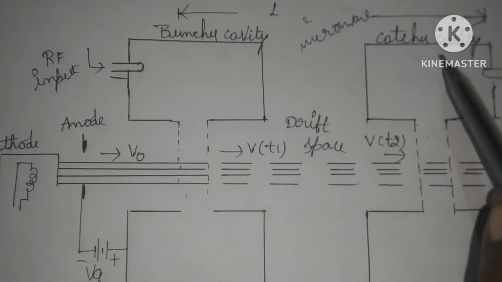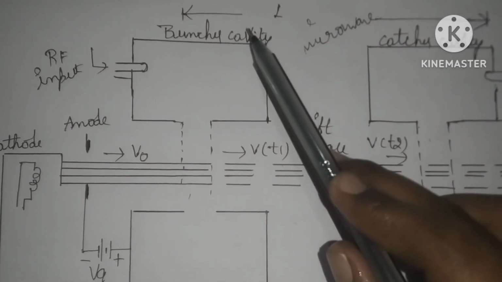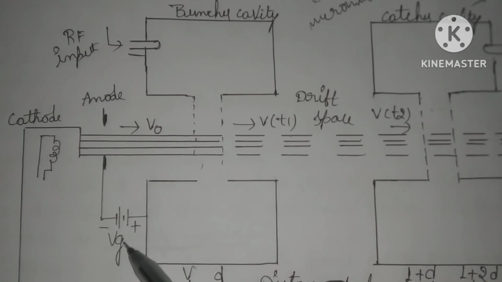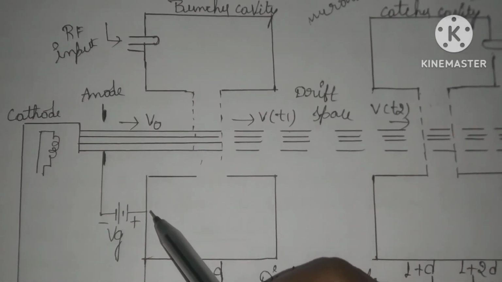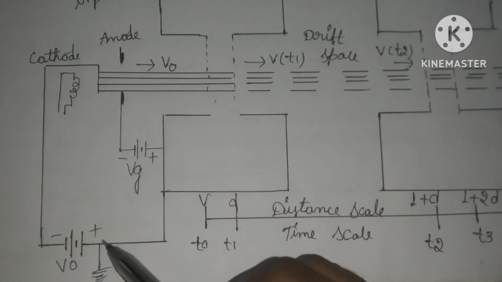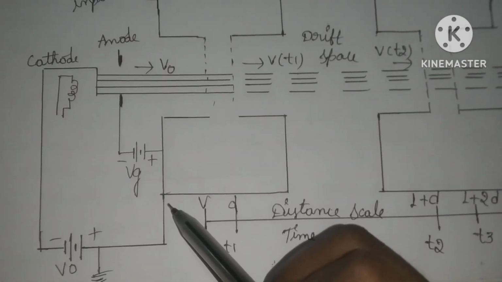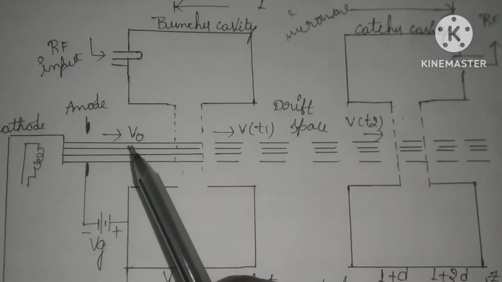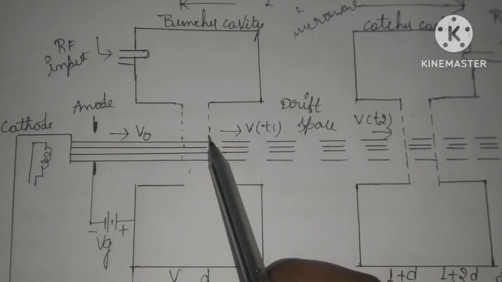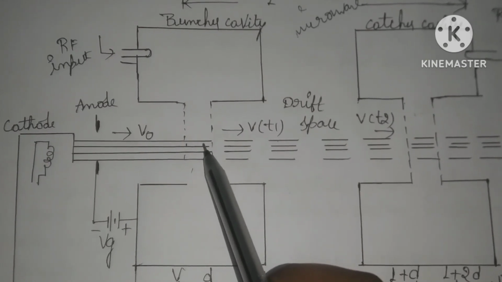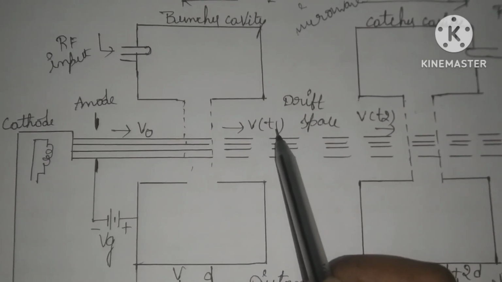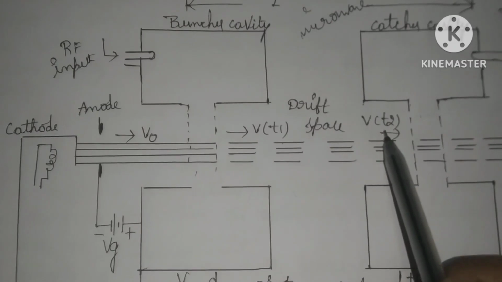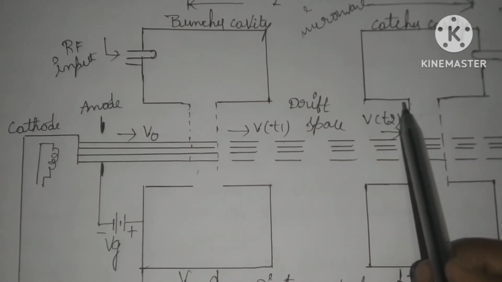So that's why it is called the catcher cavity, and L is the distance between the buncher cavity and catcher cavity. Here we are applying the VC voltage, which is applied between the anode and buncher cavity, and we also apply the V0 voltage, which is applied between the cathode and buncher cavity. And this is the simple construction of the two cavity klystron amplifier. V0 is the velocity of the electron beam up to the buncher cavity, and V of T1 is the velocity of the electron beam after it passes through the buncher cavity, and V of T2 is the velocity of the electron beam before entering the catcher cavity.